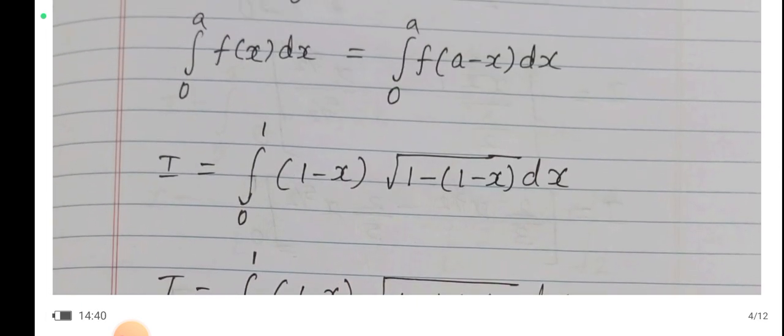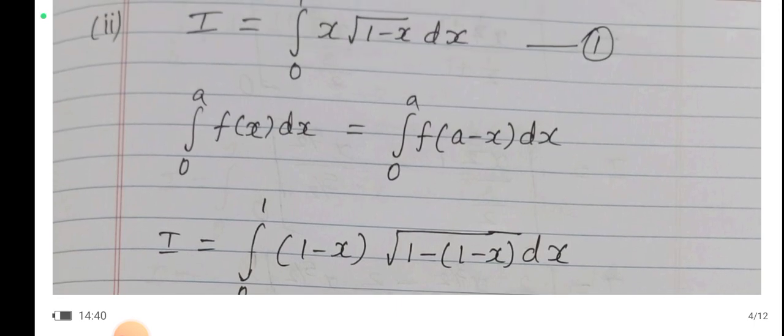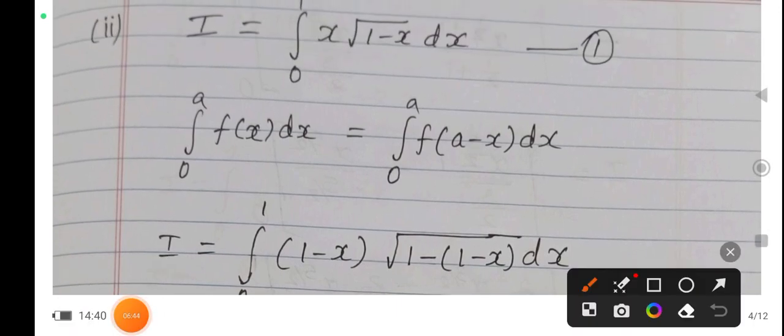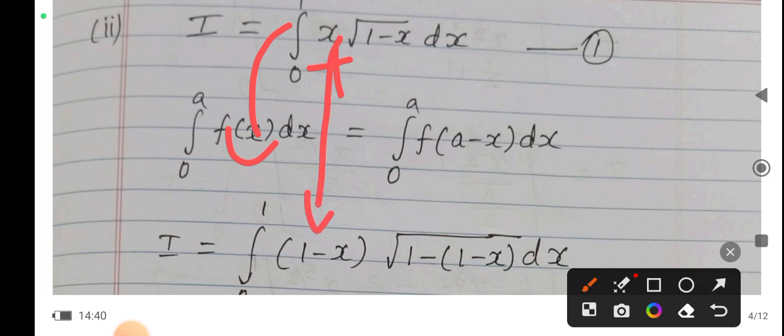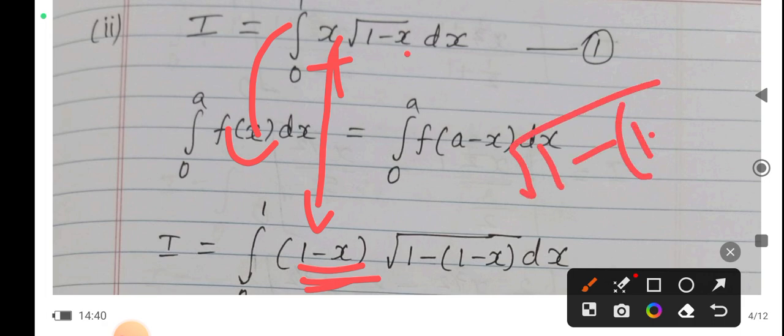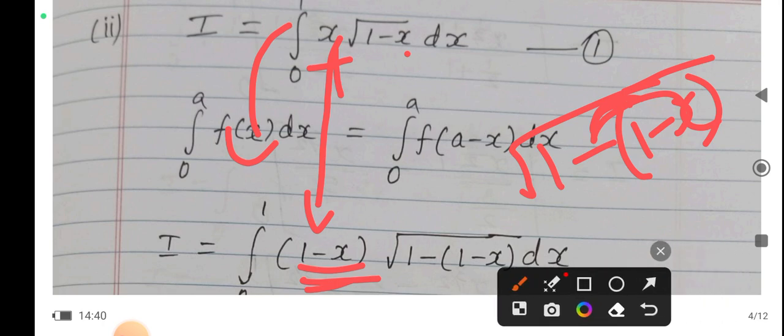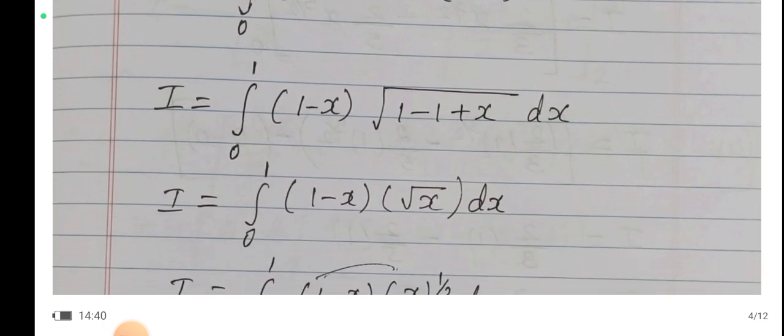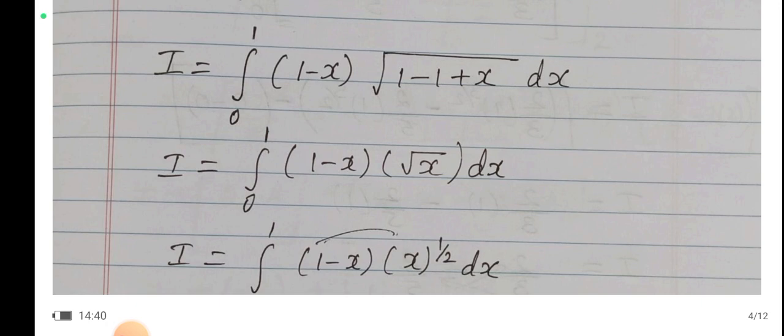Let me repeat it, children. Where x is there, you apply a minus x. Here a is 1. So where x is there, apply 1 minus x. Root over 1 minus, again x is there, x, in place of x write 1 minus x. That's it. Minus multiplying inside, minus 1 and plus x. Distributive property. So in place of x apply 1 minus x. That is what the property says to us.